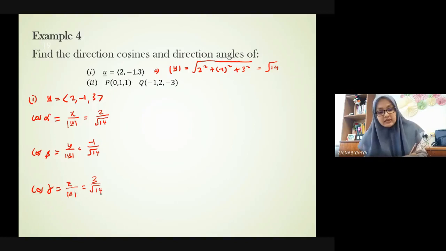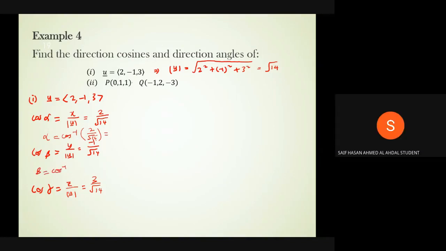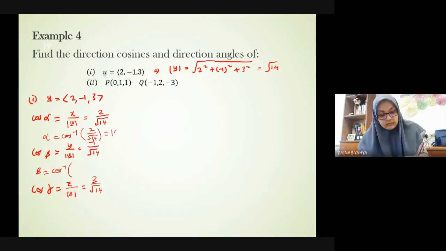So for the direction angles, we want alpha, beta, and gamma. It must come with all 3. You cannot have just alpha, just gamma, or just beta. So cos inverse of 2 over square root 14. Can someone use the calculator for this? Make sure your calculator is in degree mode. Yes, 57.68, give it in 2 decimal places. 57.68.